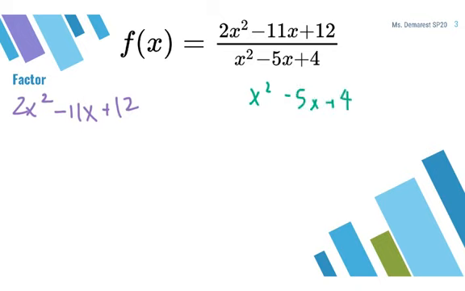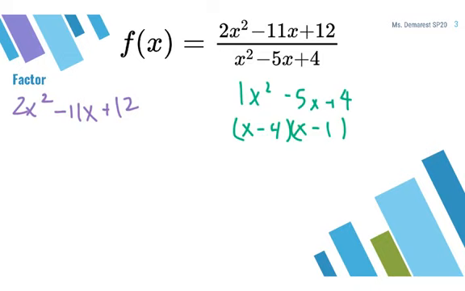So the denominator is actually pretty easy, right? Because it's a leading coefficient of 1. So it's just a matter of asking myself, what multiplies to positive 4 and adds to negative 5? And it's going to be x minus 4 and x minus 1.